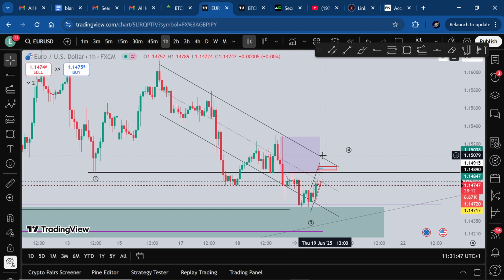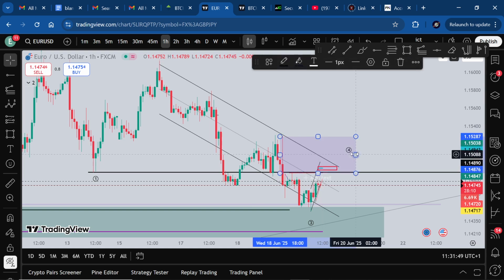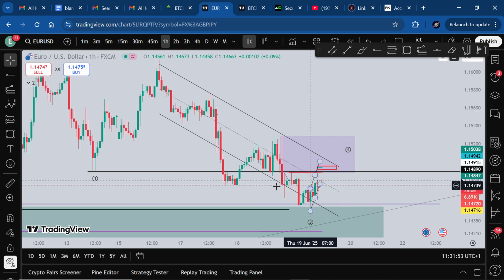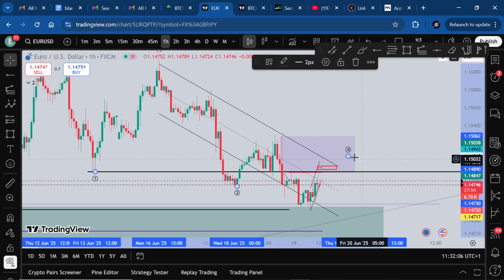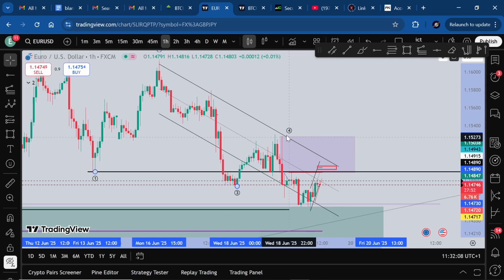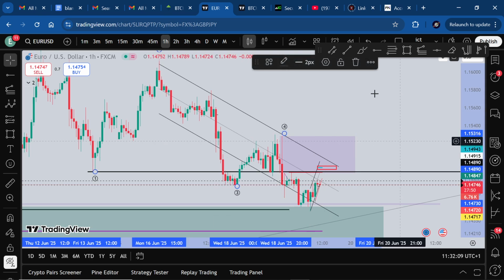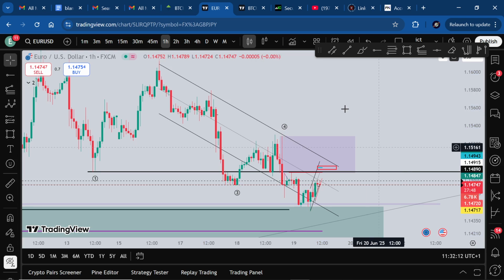I am looking at price to come into this purple box, or close to it. So it's likely we're going to invalidate that, and this is going to be some sort of potential diagonal. Let me show you what that would look like if this was a diagonal. And where's the 5th wave there?